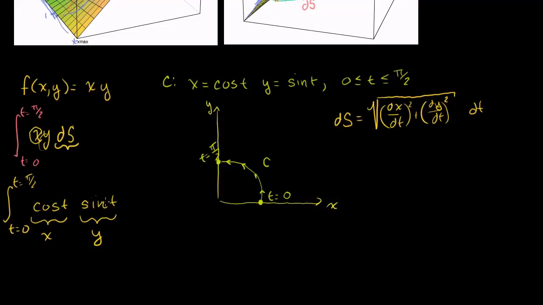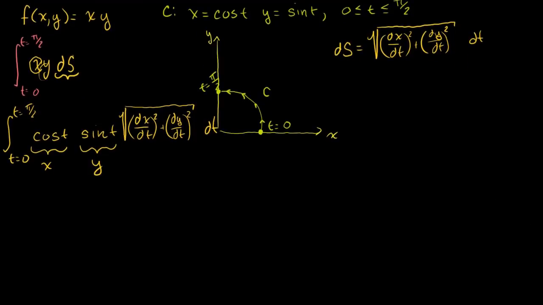ds is this. It's the square root of the derivative of x with respect to t squared plus the derivative of y with respect to t squared. All of that times dt. And now we just have to find these two derivatives. It might seem really hard, but it's very easy for us to find the derivative of x with respect to t and the derivative of y with respect to t. I can do it right down here. We'll lose our graphs for a little bit.